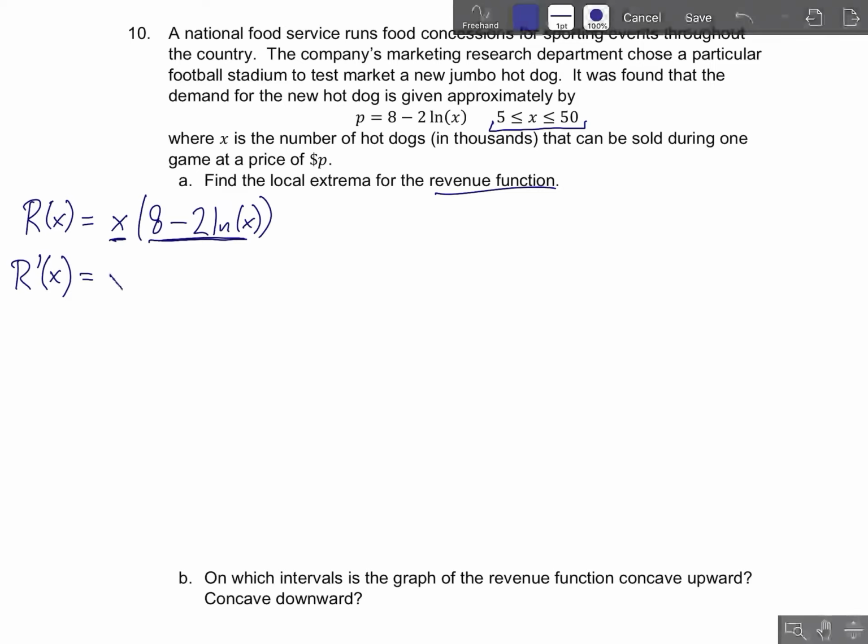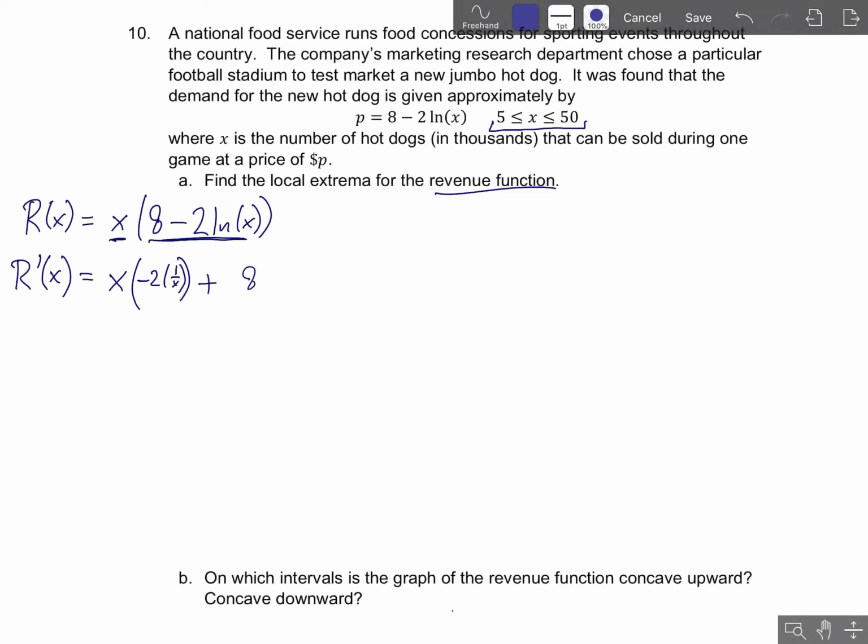So r prime is going to be the first thing times the derivative of the second, so that would be x times the derivative of the thing in parentheses. Now the derivative of 8 is 0, and the derivative of negative 2 ln x will be a negative 2 times 1 over x, because the derivative of ln x is 1 over x.